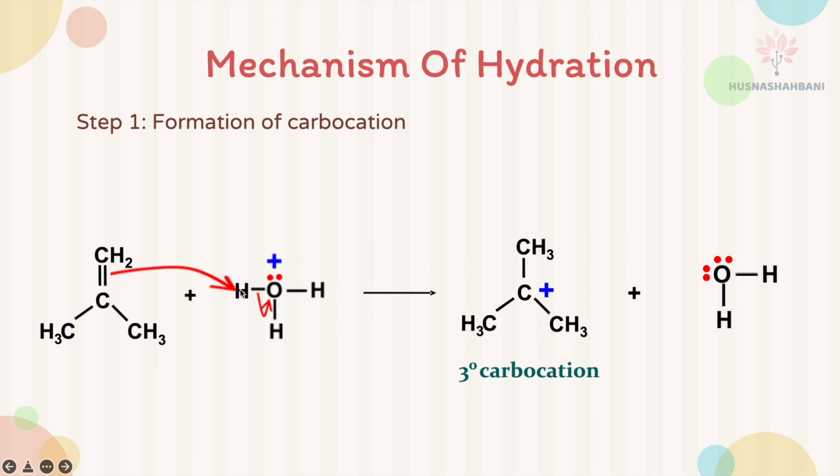The hydrogen here is added to the carbon which already has a higher number of hydrogens. So this carbon has two hydrogens, this carbon has no hydrogen at all. So this hydrogen will attach to this carbon, and this carbon will become the carbocation. You call it a tertiary carbocation because it is attached to three other carbons. So tertiary carbocation and water.